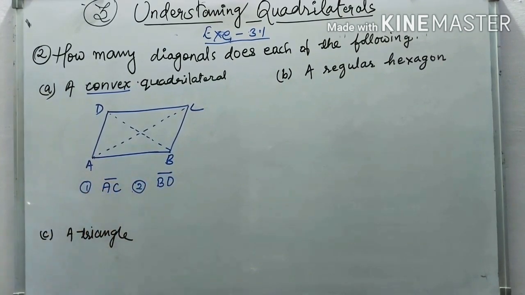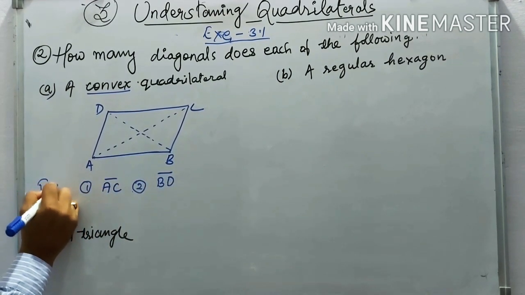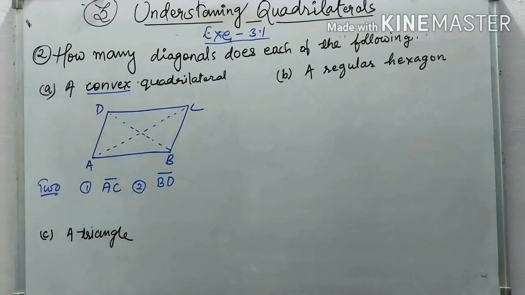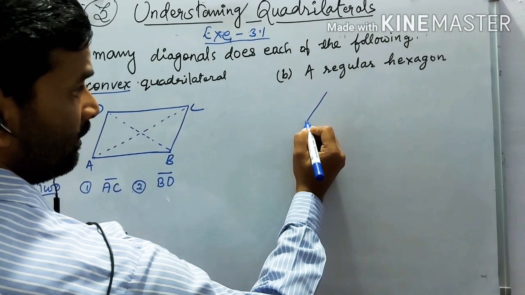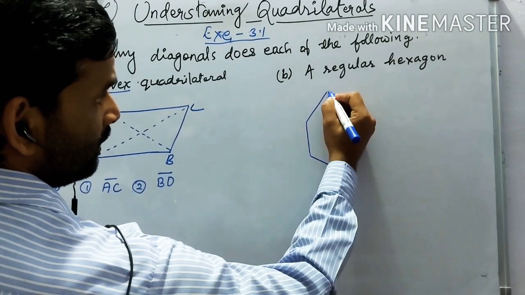How many are there? Two diagonals, AC and BD. Second is a regular hexagon. For a regular hexagon, you draw the hexagon. A hexagon is a six-sided polygon, and all sides are equal.